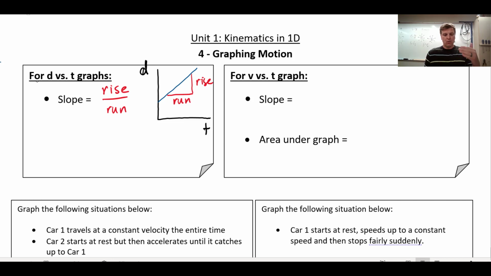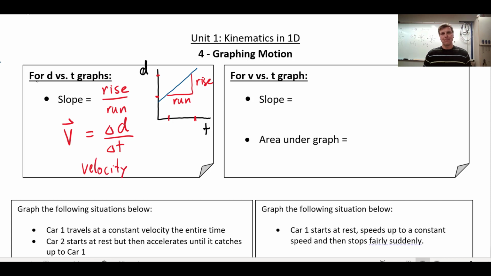And so the rise here really tells me something about the change in position of the object. So the rise is really a displacement or a change in position. And the run is telling me how much time has gone by, so the run is really a change in time. Now a change in position, or a displacement, over time, we saw before is velocity. So the slope of a d versus t graph gives us the velocity.